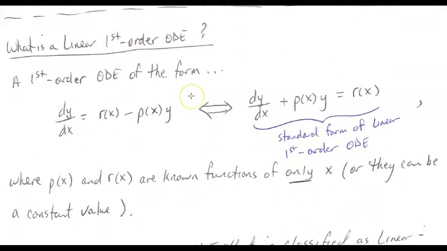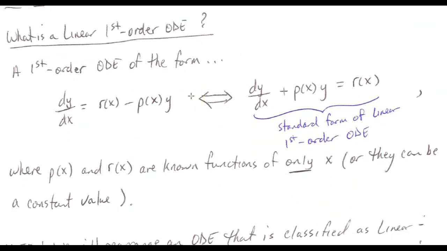All right. So what is a linear first-order ordinary differential equation, or ODE as I like to call it? It is a first-order ODE of this form. And of course, you see it in two different forms, but they're literally the same thing. Some people like to write it in this form here where they just have dy over dx, and that equals some function minus another function times y. My preferred way of looking at it is like this, where we have dy over dx plus some function times y equals another function.